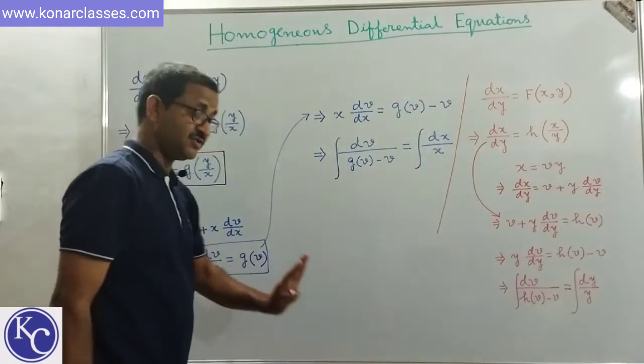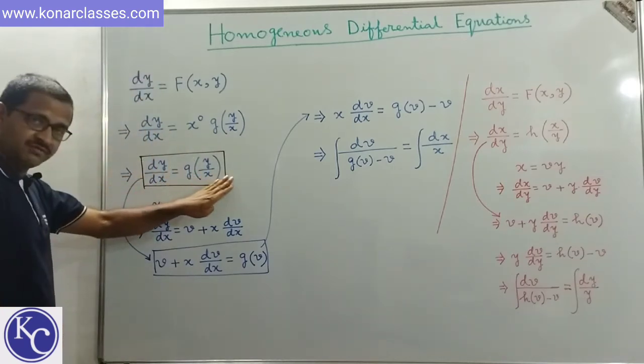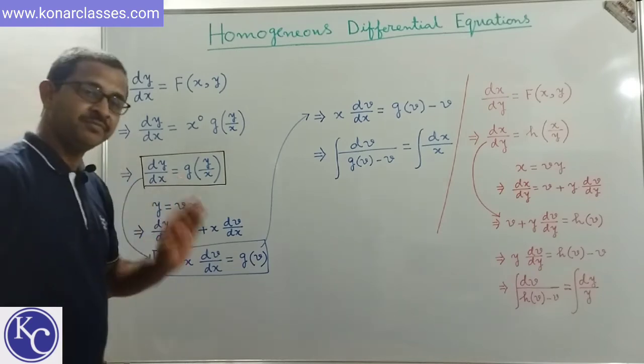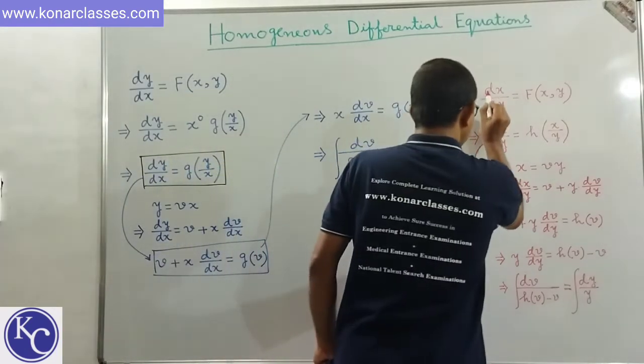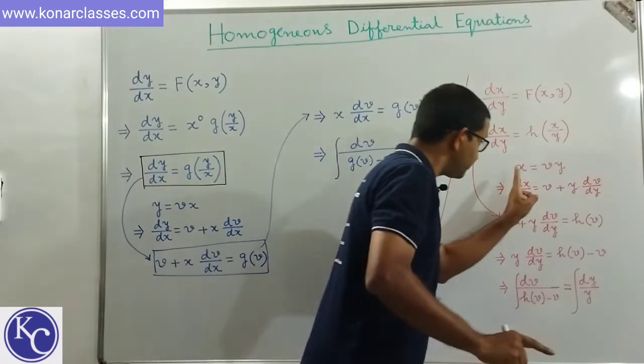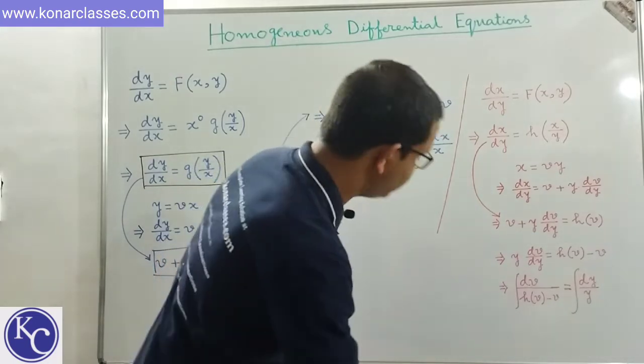So mind that difference. Last time I am saying, if the question is dy/dx and a homogeneous function of degree 0 on the right hand side, the substitution should be y equal to vx. If the given differential equation is dx/dy equal to a homogeneous function of degree 0, then your substitution should be x equal to vy. Okay, mind this difference. Now let's proceed to a question.